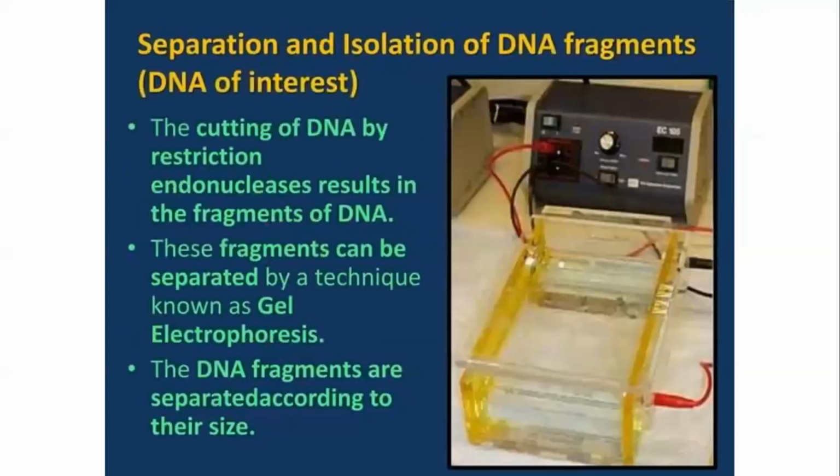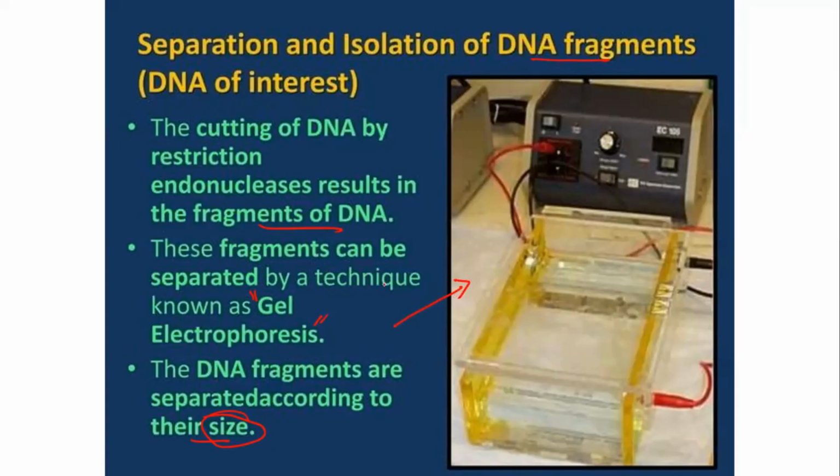Now, moving to the next slide. Separation and isolation of DNA fragments. The DNA of interest, the gene of interest, has to be separated. Cutting of DNA by restriction endonuclease results in fragments of DNA, as we discussed earlier. These fragments can be separated by a technique known as gel electrophoresis, and the DNA fragments are separated according to their size. So what is the technique used? Gel electrophoresis. So what is electrophoresis?